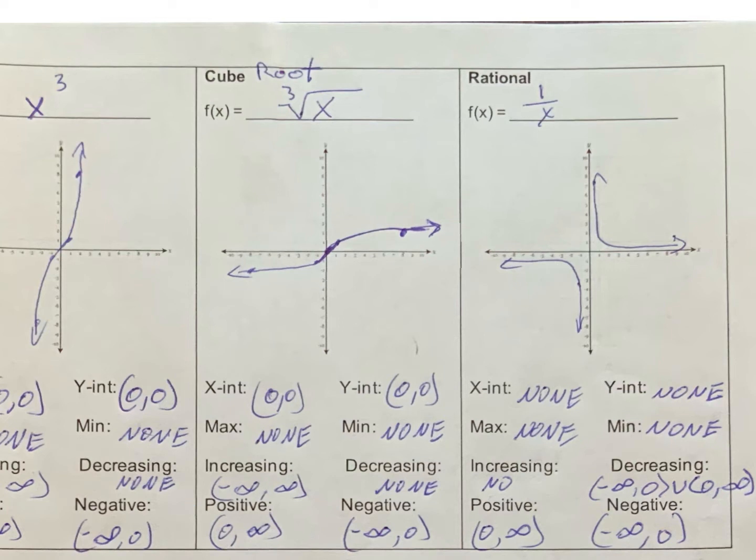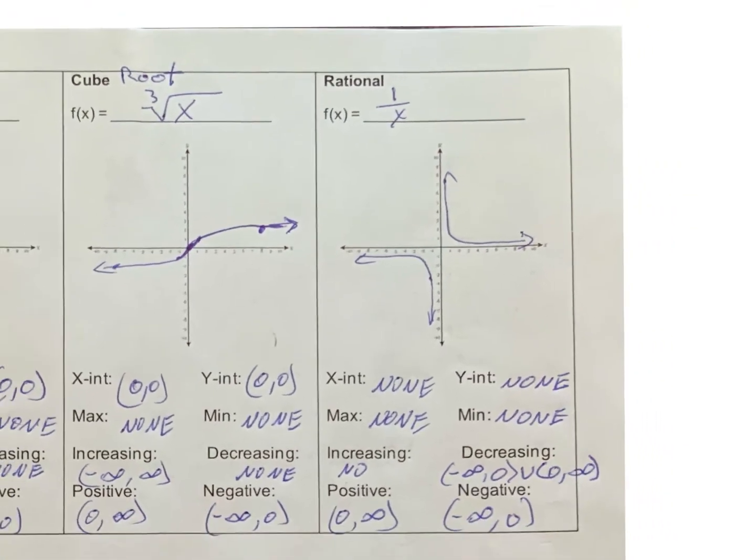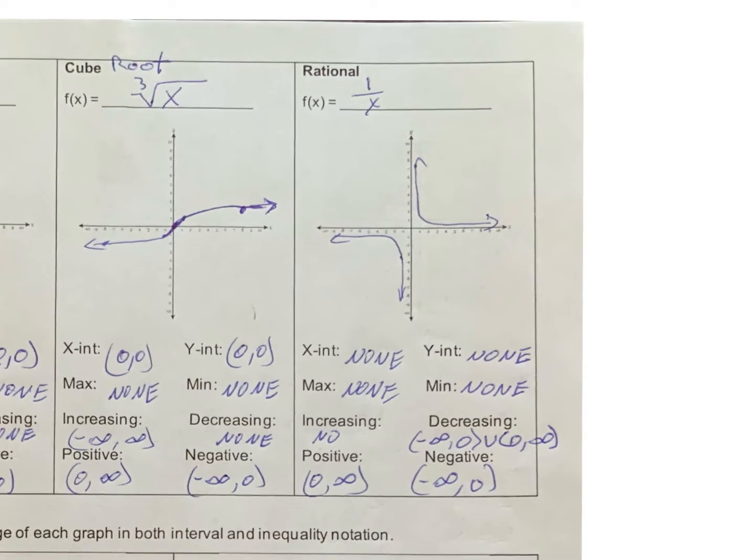And then this last one we're looking at is rational. This one's pretty unique. This one, I'll go over a little bit. There is no x or y-intercept. Those are the asymptotes. You have a horizontal asymptote as the x-axis, and the y-axis is the vertical asymptote. There's no max, there's no minimum. And let's see, the increasing, there's actually no increasing. From left to right, it's actually decreasing, okay?